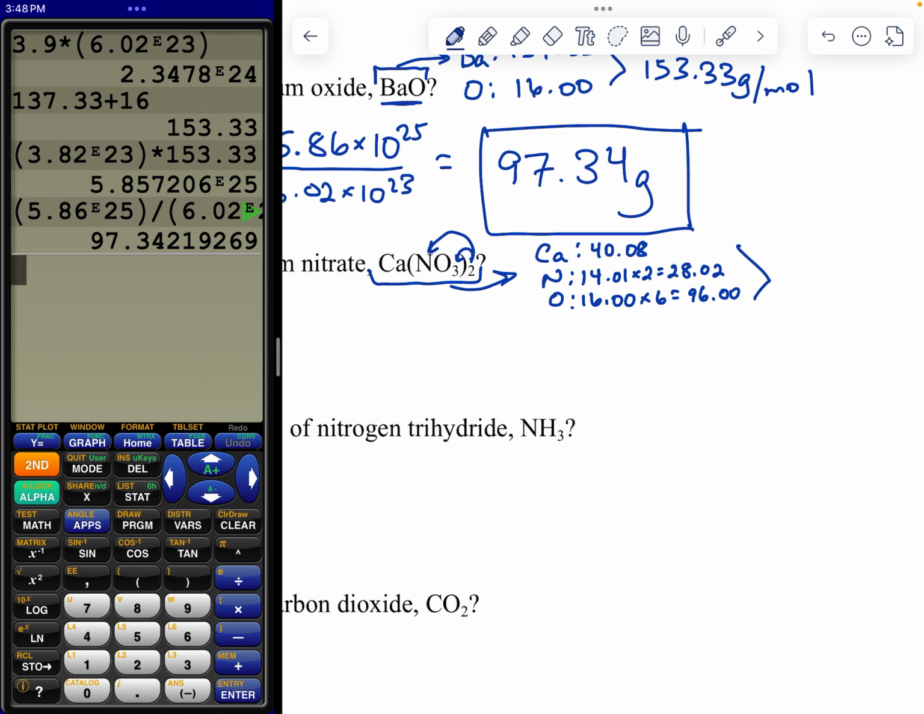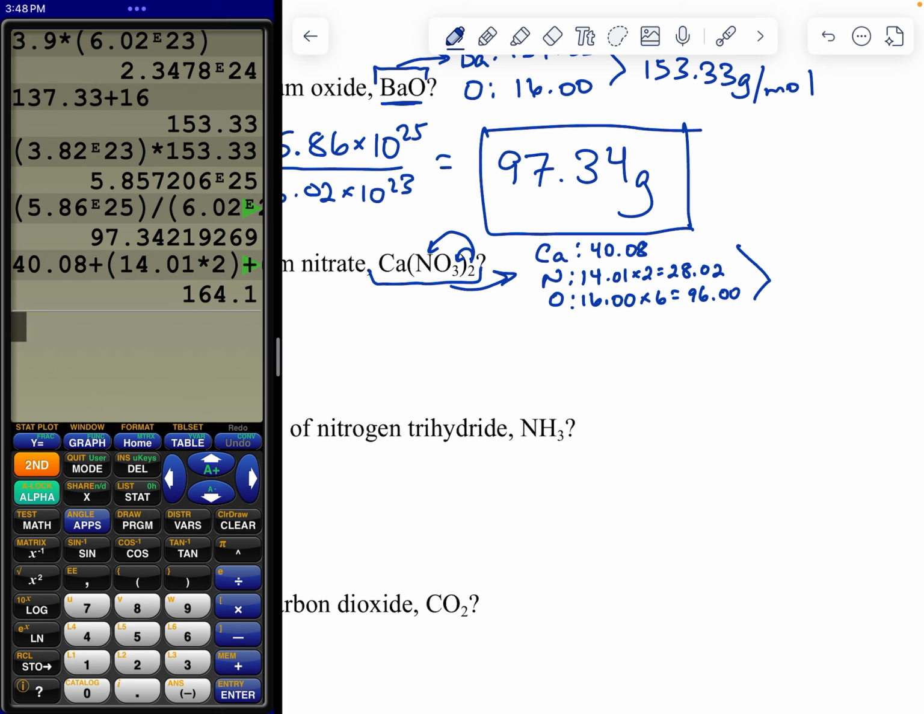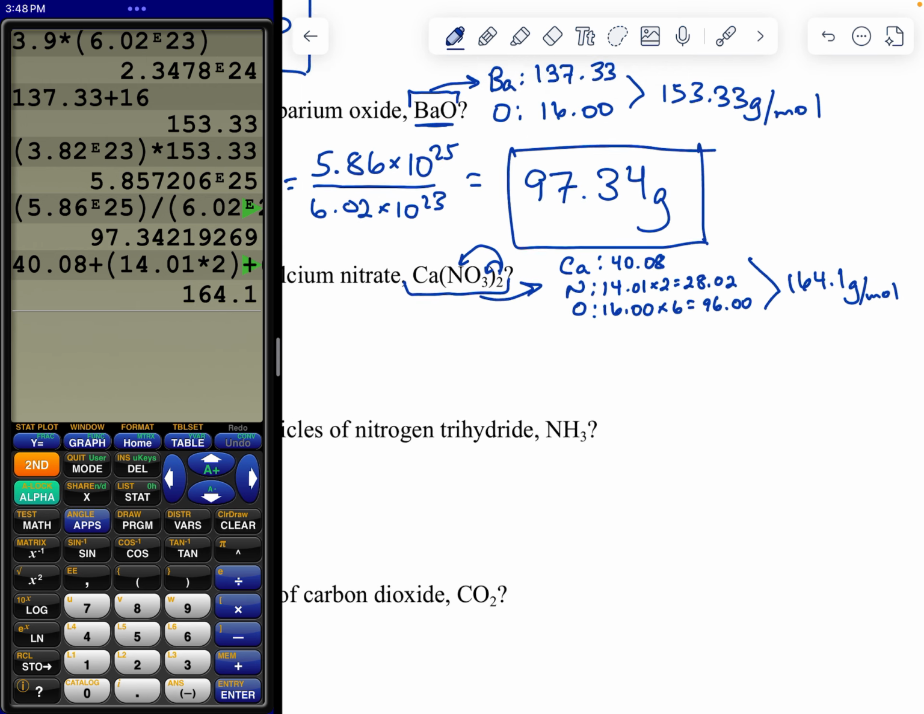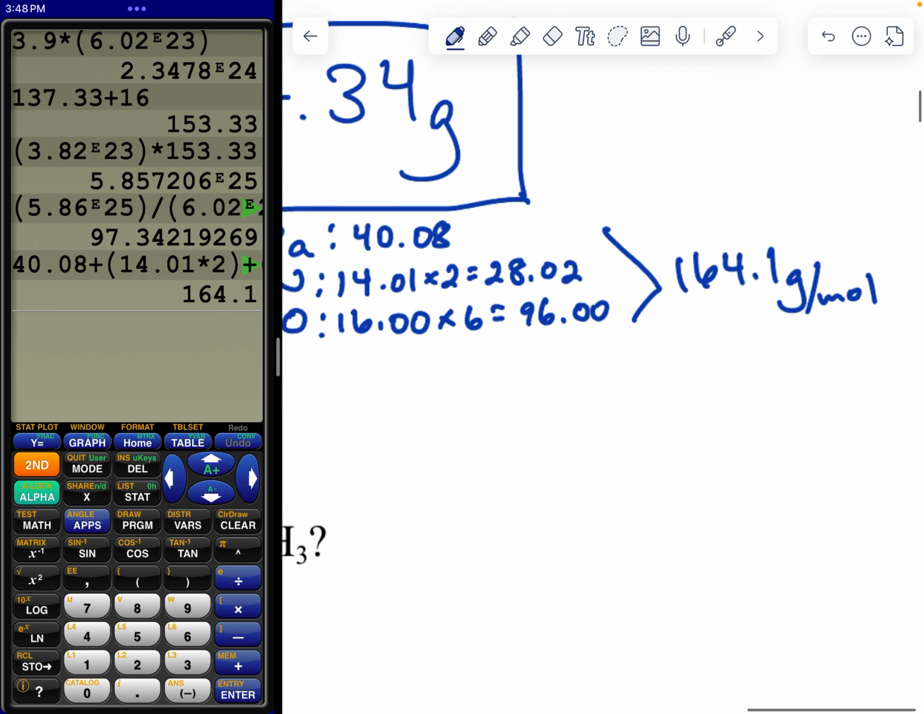If you want to see the actual math here, right, I'm going to do 40.08 plus, and I'm going to do it all at once. So I'm just going to take the mass of nitrogen, multiply it by 2. That's how we get the 28.02, plus 16 times 6, and then we end up with 164.1 grams per mole.